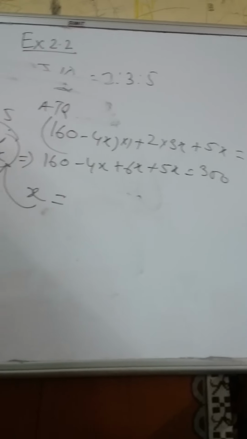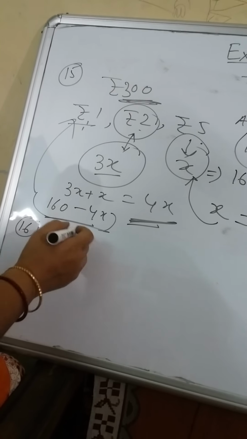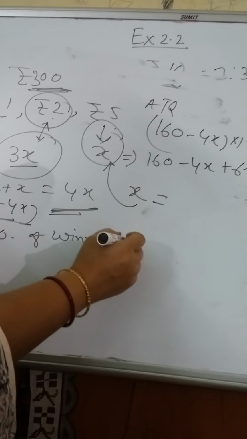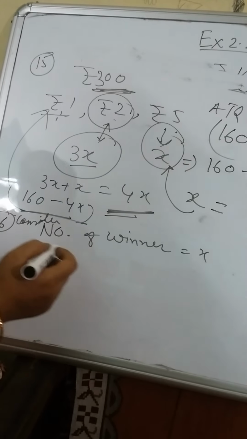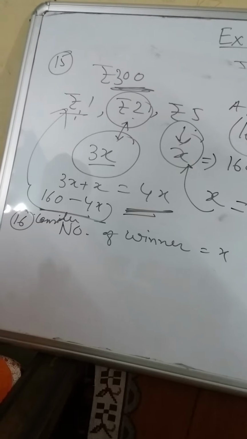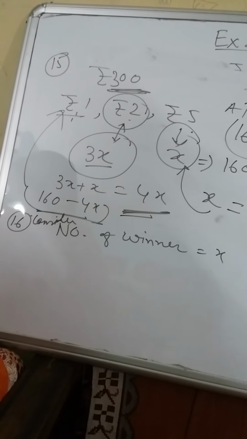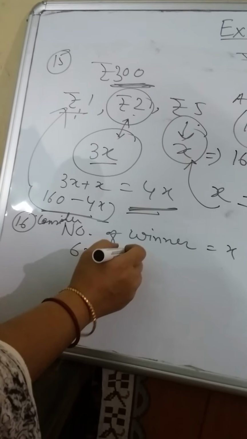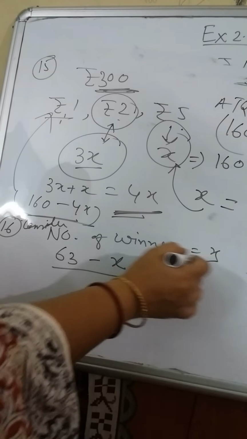So you are asked to find the number of winners. Since it is unknown, I can consider it as x. So let the number of winners be x. Now how many participants will there be who do not win? The total number of participants is 63, so 63 minus x will be the number of participants other than the winners.